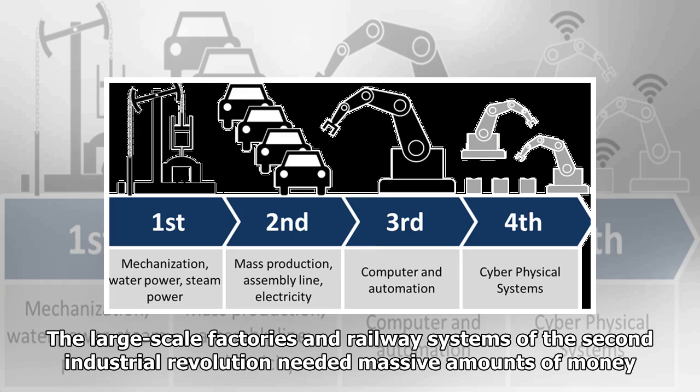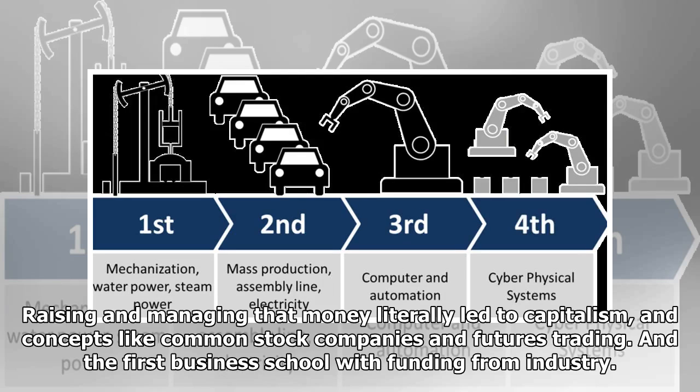The large-scale factories and railway systems of the Second Industrial Revolution needed massive amounts of money. Raising and managing that money literally led to capitalism, and concepts like common stock companies and futures trading. And the first business school with funding from industry.